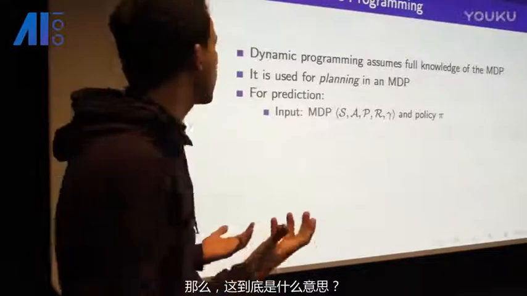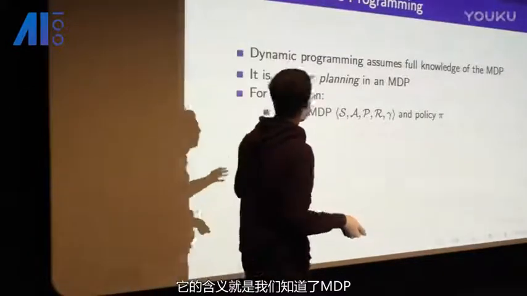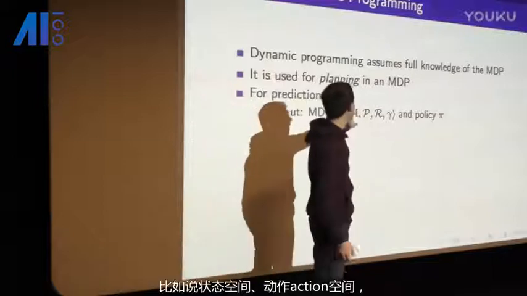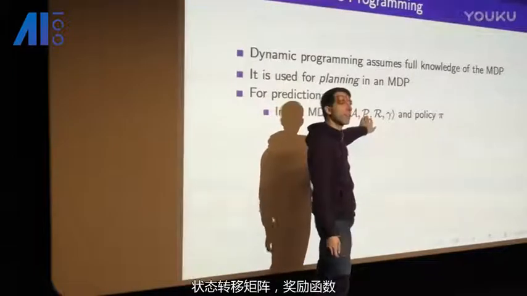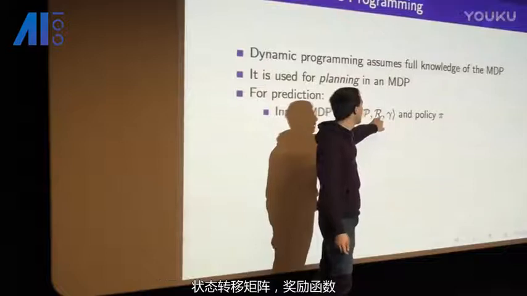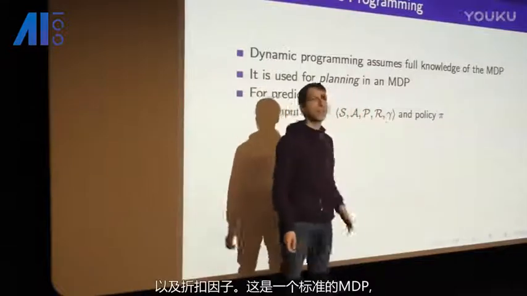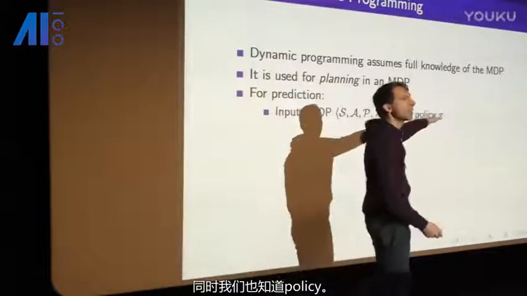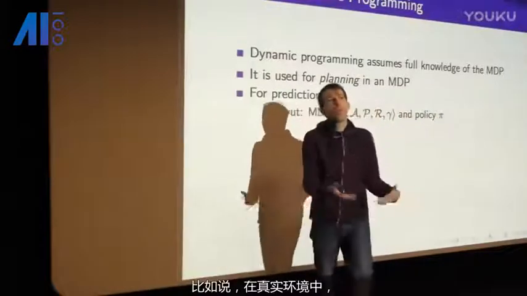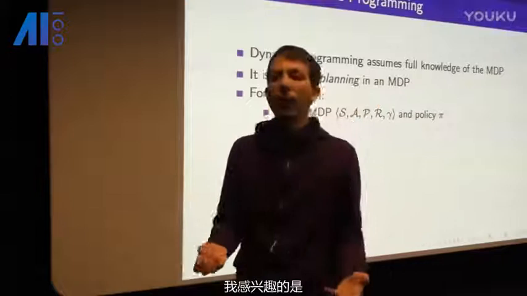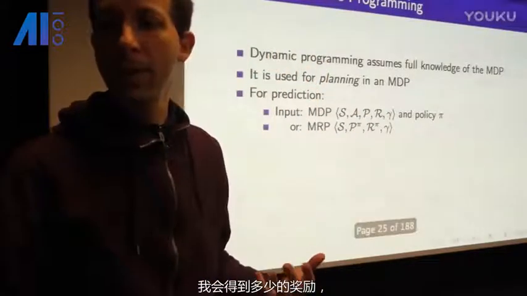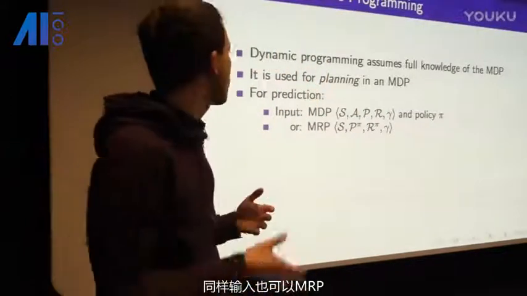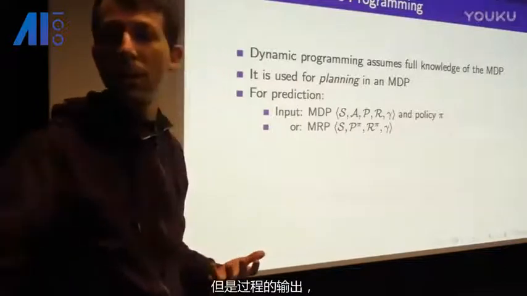So what does that mean? Well, it means that someone tells us an MDP. Remember, an MDP is a state space, an action space, our transition dynamics, our reward function, and a discount factor. It's just our standard MDP. But they also give us a policy. They say, for example, if you're going to wander around randomly in this world, what I want to know is how much reward will you get in that world? And this could also be a Markov reward process.